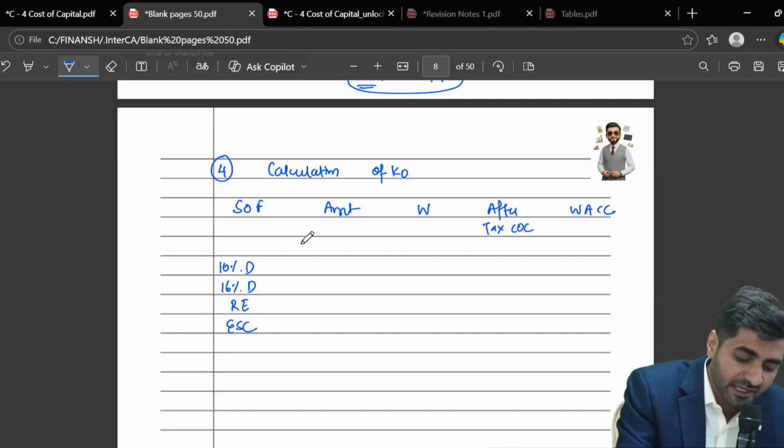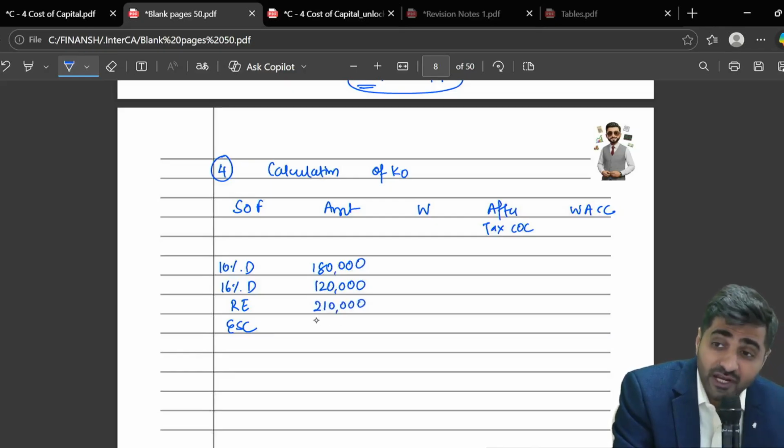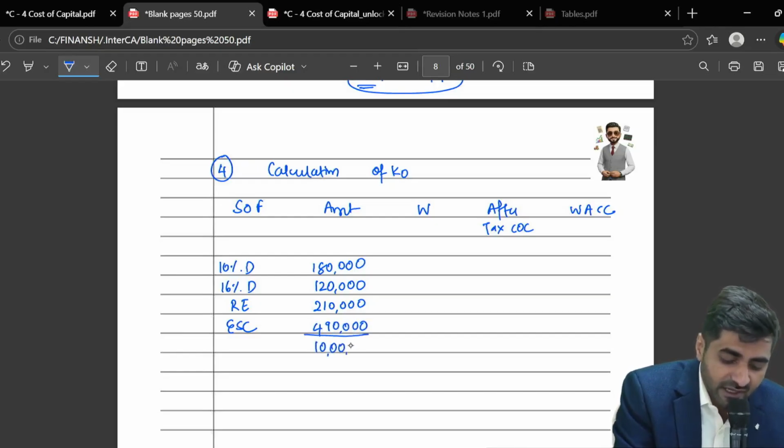Okay, but just taking a longer route, this is 1,80,000. How much is this? 1,20,000. What's your retained earning? 2,10,000. What was your equity share capital? 4,90,000. What's the total amount? 10 lakhs. Can I say based on this, now I'll be getting the weights 0.18, 0.12, 0.21, 0.49.